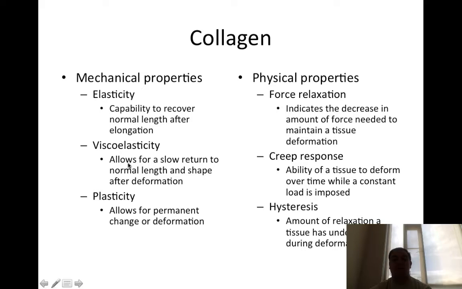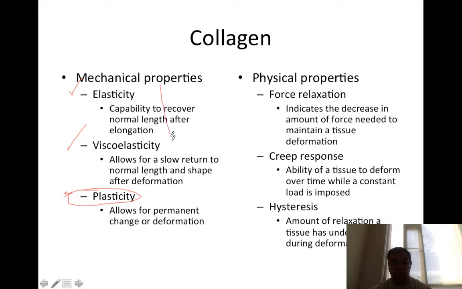Viscoelasticity allows for a slow return to normal length and shape after deformation, so after the stretch hits a certain phase. And then plasticity, and you've heard me use this term a couple times throughout the summer, allows for permanent change or deformation within the tissues. So if we're stretching a hamstring, we might get this and this, but if we don't hit this plasticity phase, we're not actually allowing for permanent change or deformation within that hamstring muscle to actually increase range of motion.